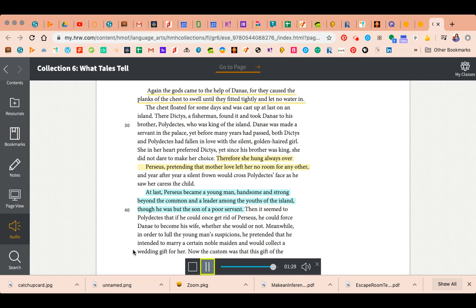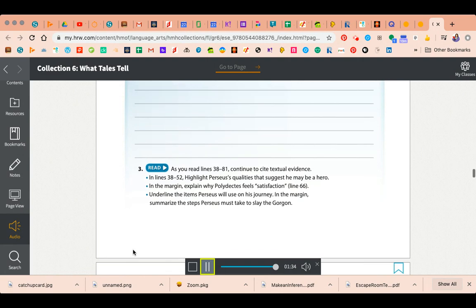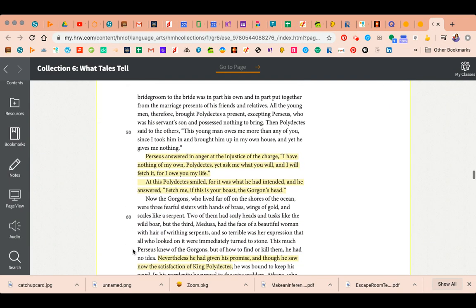Now the custom was that this gift of the bridegroom to the bride was in part his own, and in part put together from the gifts of his friends. All the young men, therefore, brought Polydectes a present, excepting Perseus, who was his servant's son and possessed nothing to bring. Then Polydectes said to the others, "This young man owes me more than any of you, since I took him in and brought him up in my own house, and yet he gives me nothing."